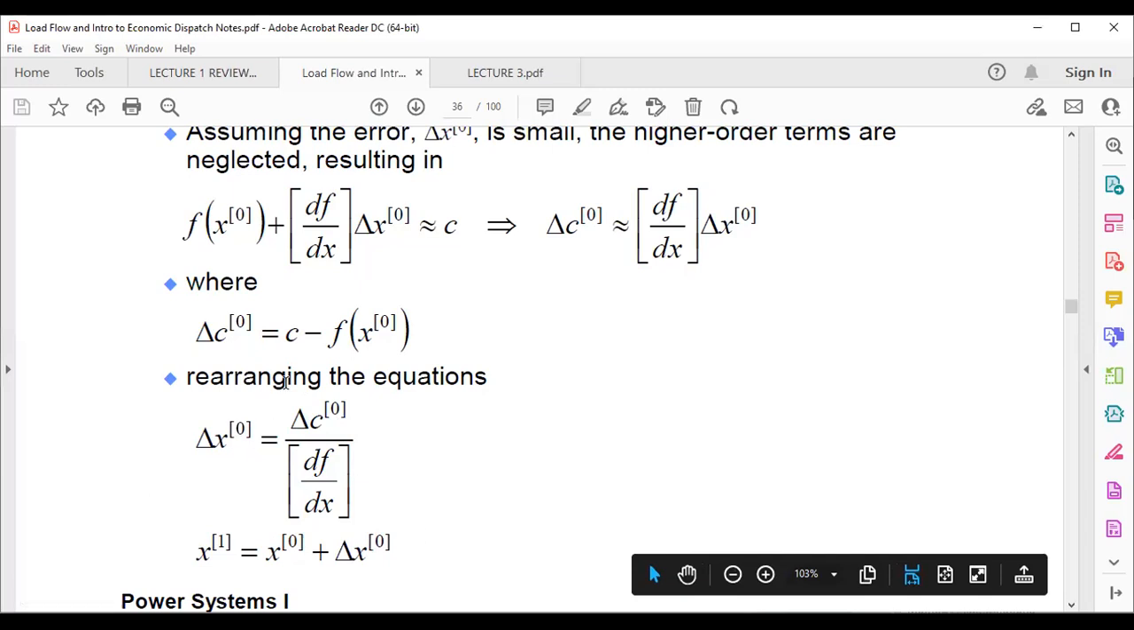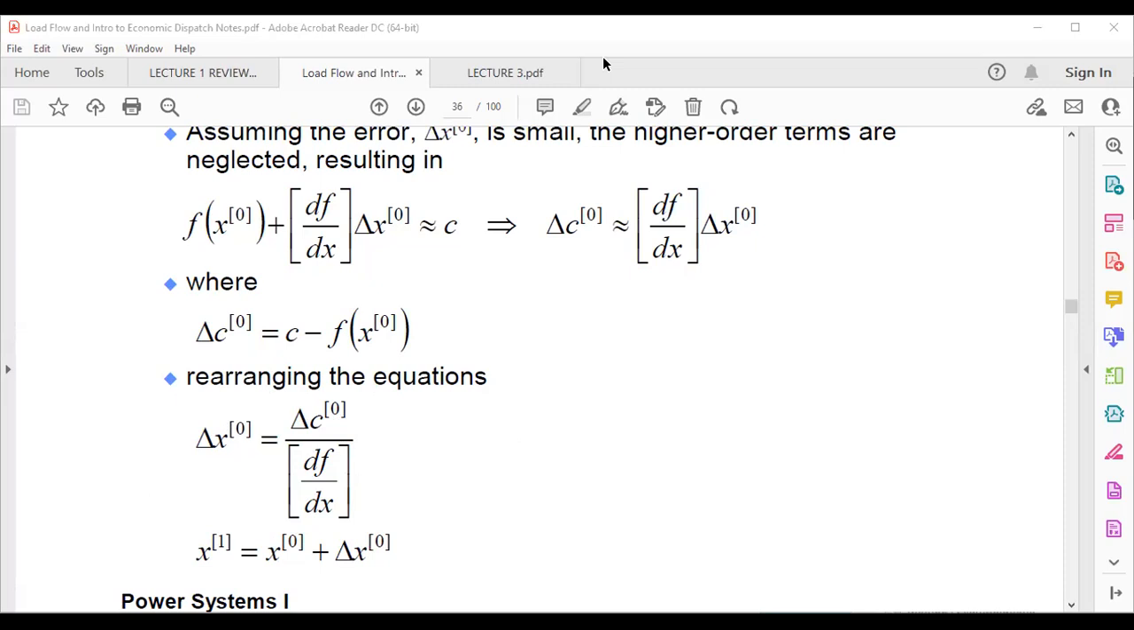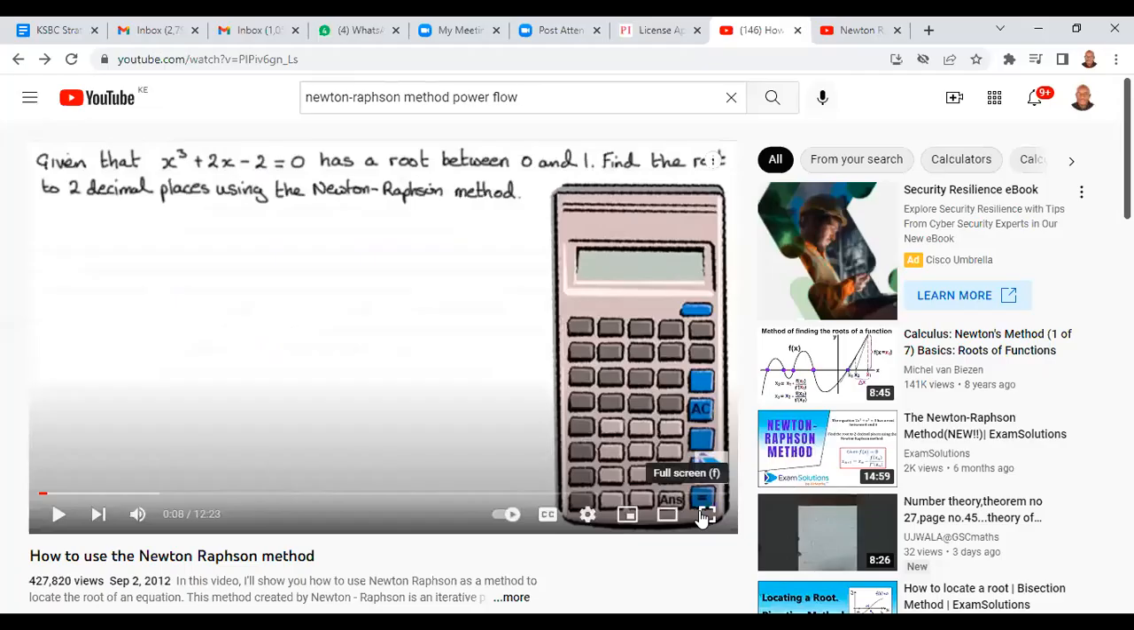Now, I wanted to just give you a brief video on how this formula is utilized and how you can adopt it even as you use your normal calculator. So it is presented here.